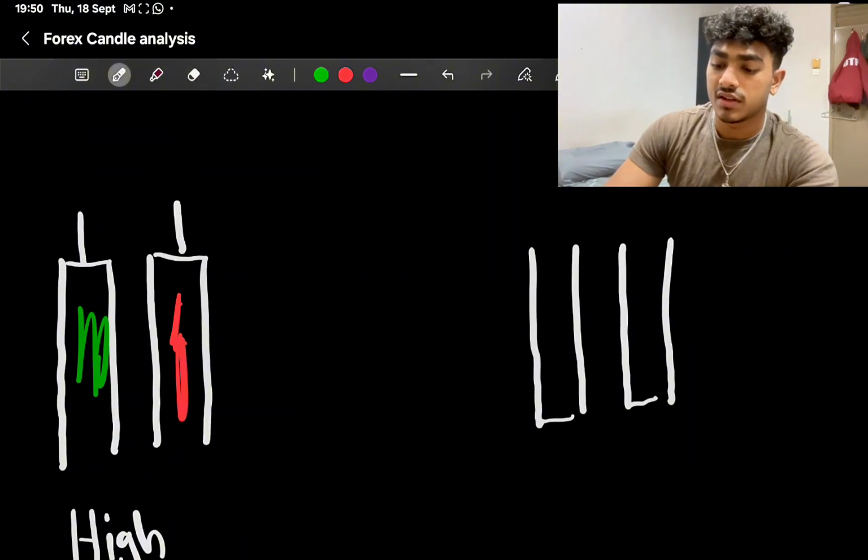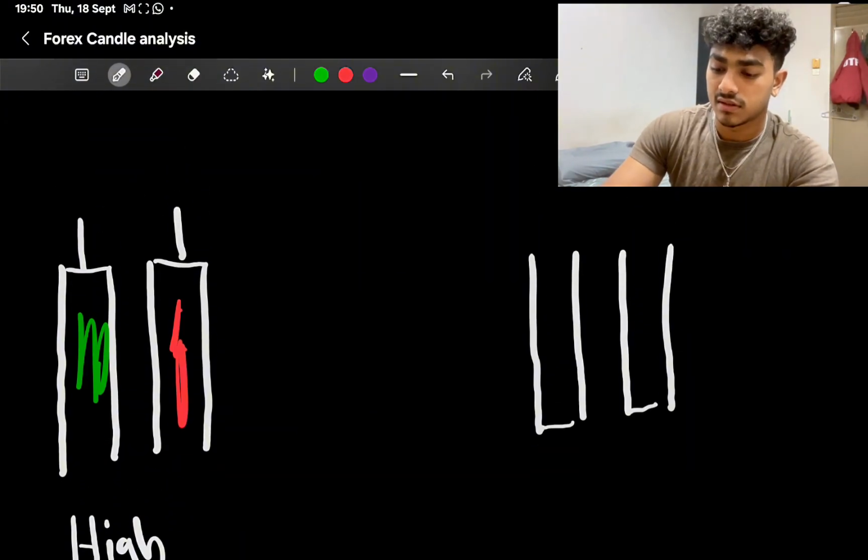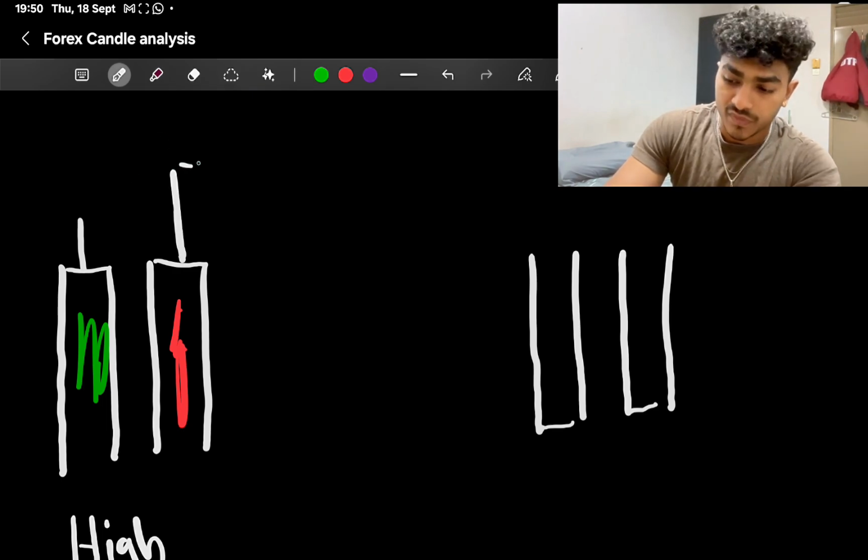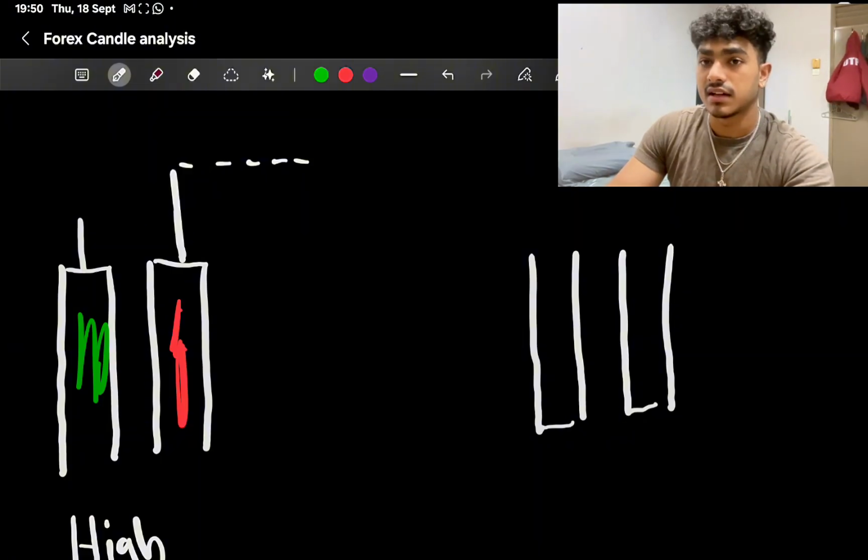How do you measure the high? You measure by their wicks. So either wick, which one is longer? So let's say this bear candle, the wick is longer, so you mark this out as the high.